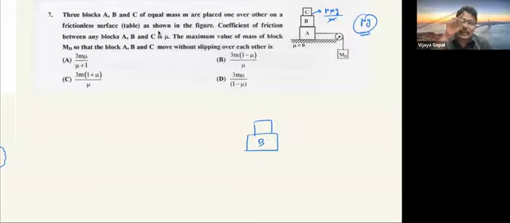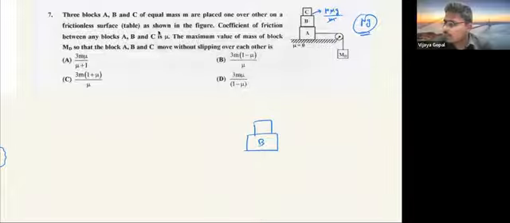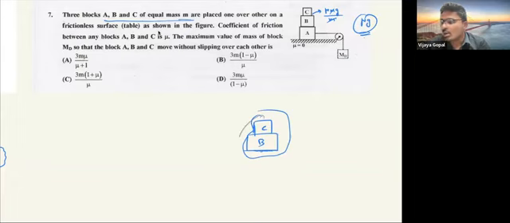You can take the entire system as one block. Is that clear? Now, here B and C are not sliding, so you can treat this as a single system. Single system means, can you tell me what the normal force will be? They told all three have equal masses, so total mass downward will be 2 mg. Upward also how much will it be? Upward also 2 mg.